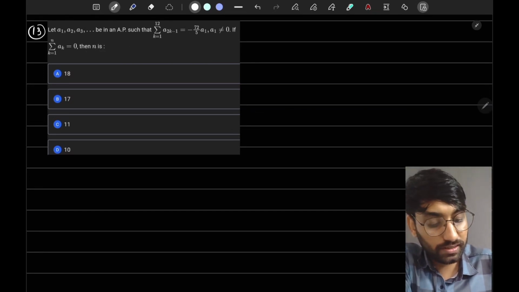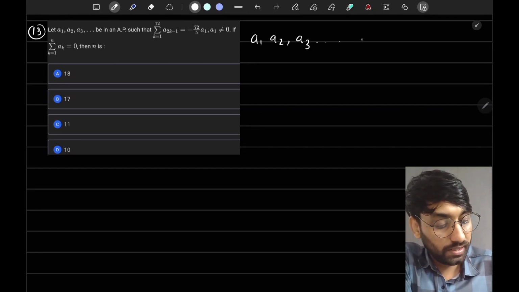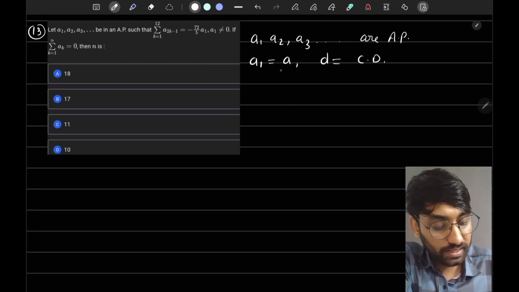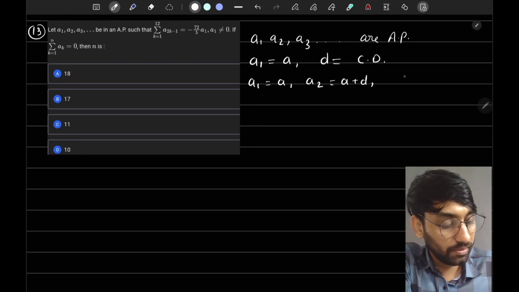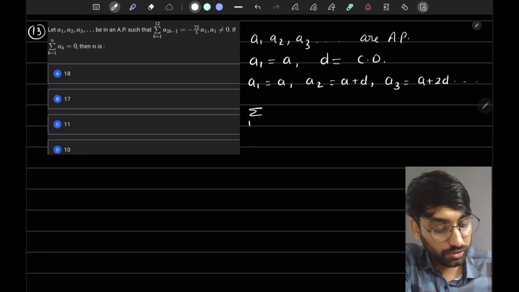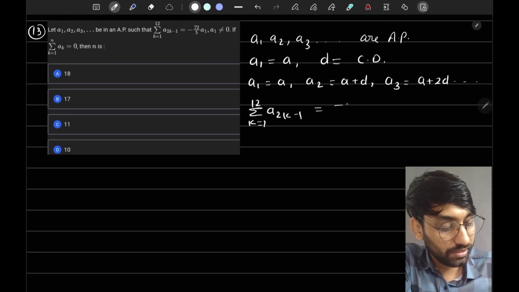So what they are saying is that a1, a2, a3 are in AP. So for that, what will I assume? I will assume that the first term a1 is nothing but a, and d is my common difference. So in this case, a1 will be a, a2 will be a plus d, a3 will be a plus 2d, and so on. Correct. Now what they have given? They have given that summation over k going from 1 to 12, a2k minus 1 equal to minus 72 by 5 times a1. Correct. This is what they have given.